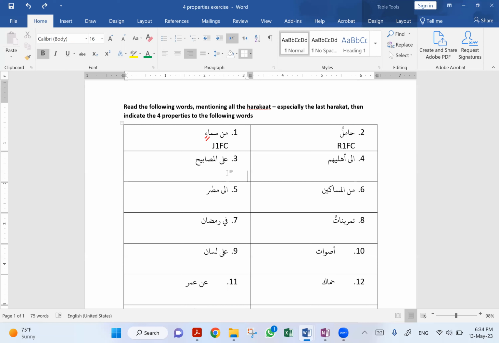Okay, I'll do number 3. Since "ala" is a harf jar, it will be "ala al-masabih", and I think this is fully flexible, because it's masabihun, masabihan, masabihin. But why do you think it's fully flexible? I just guess it doesn't show any signs of femininity. Yeah, but what other reason could there be?